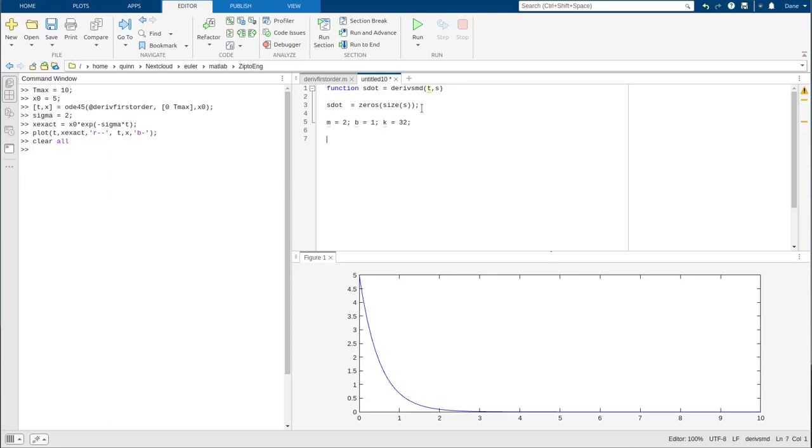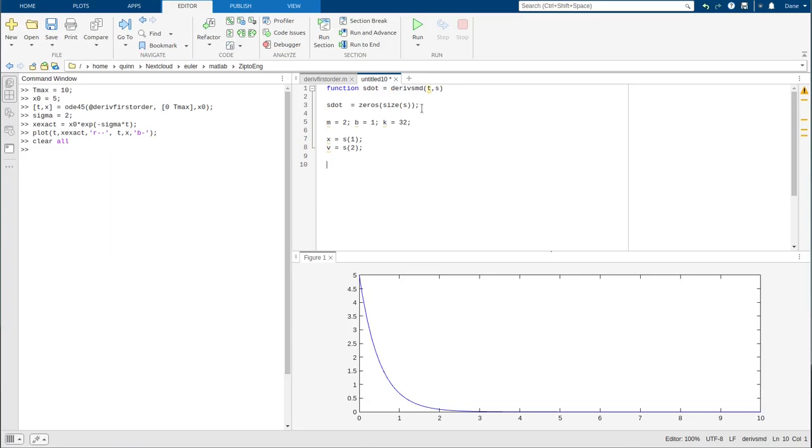Now, I usually try to make my MATLAB code as readable as possible. S1, S2, elements of a vector, that's not terribly readable for me. So I'm going to say explicitly that X is equal to S1. Here again, S is a vector. The first element of the vector is going to be X. The second element is V. I'm just going to rename these so that I am able to keep it straight. V here is S2. You don't have to do this, but it definitely makes your code more readable.